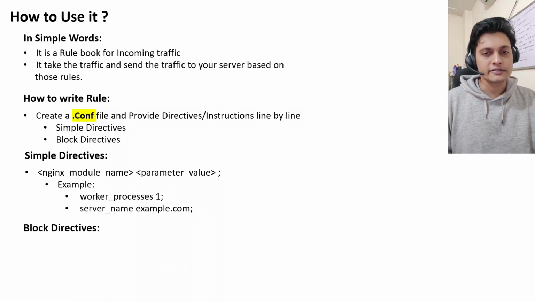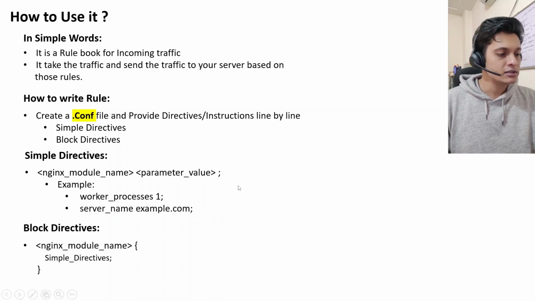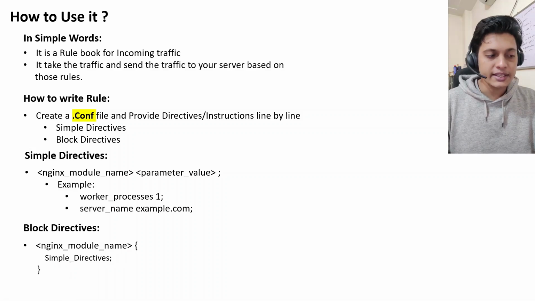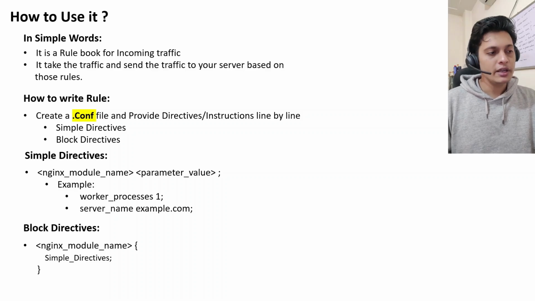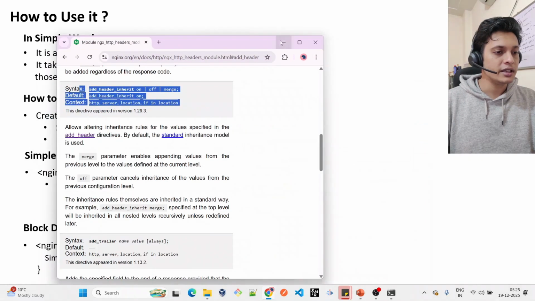Now let's come to the block directives. What are the block directives? Again, it is the Nginx module name where curly braces are present, and inside these curly braces we write the simple directives. So if I go to the Nginx configuration file, all you have to understand is that there are Nginx modules which are documented. It is very large, and inside that document, it is clearly mentioned which are the block directives and which are the simple directives. So for you only, I have just opened the Nginx document.